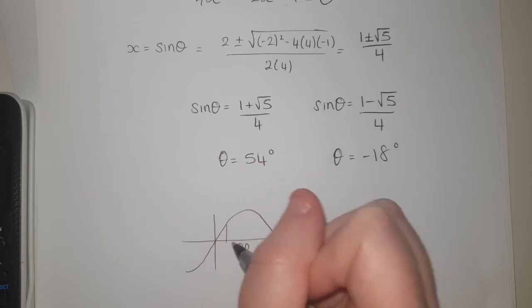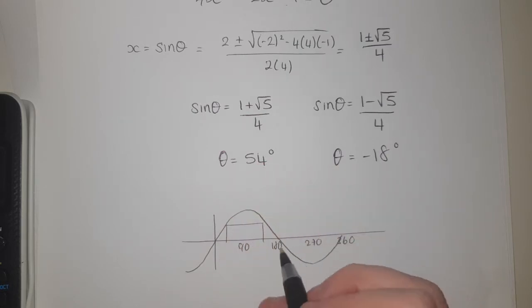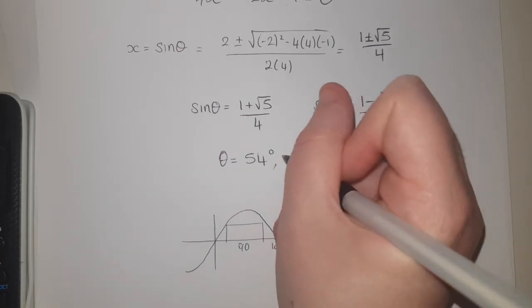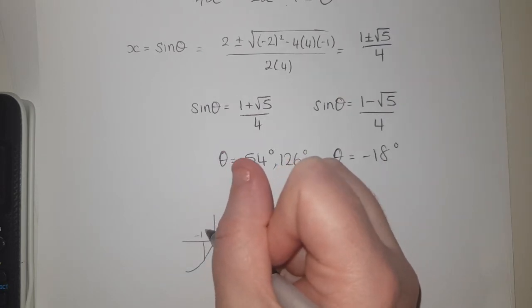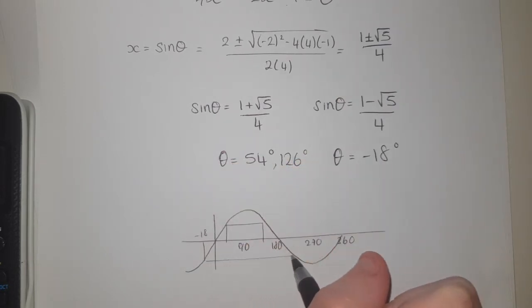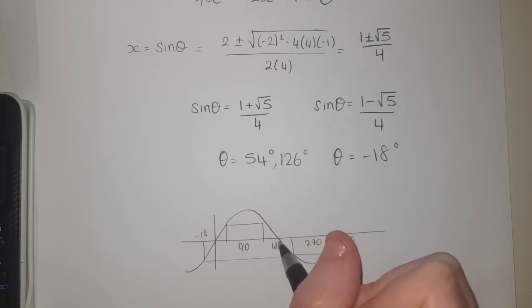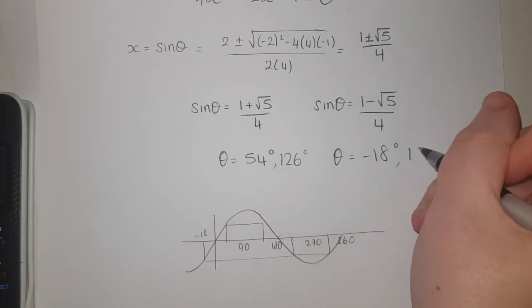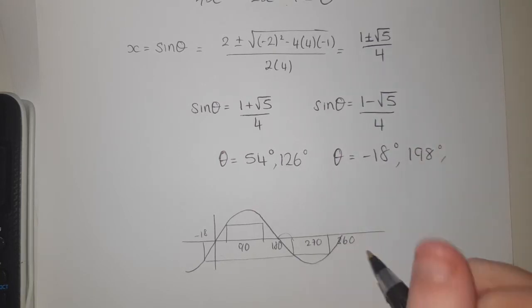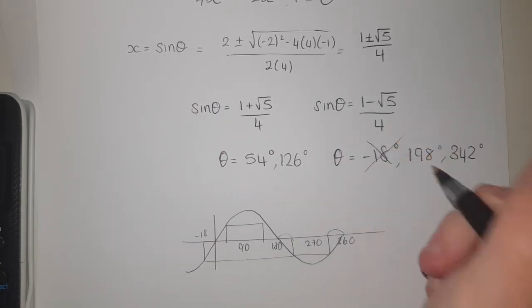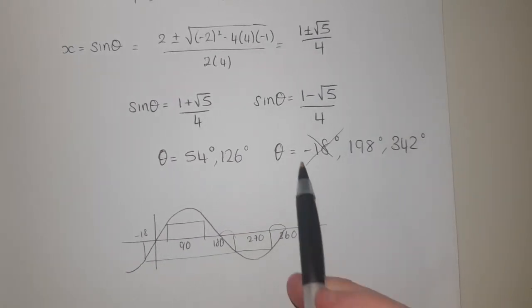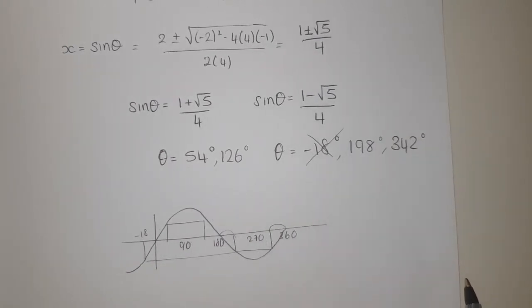So 54 degrees means there's another result there. So I just need to do 180 minus 54. That's going to leave us 126. And then the minus 18 is currently outside of our region, but we just use it to find that value and that value. So I need to do 180 plus 18, so that's 198 degrees. And I need to do 360 minus 18, gives me 342 degrees. And then this one is no longer valid because we are only looking at the values that fall between 0 and 360. And that's it.